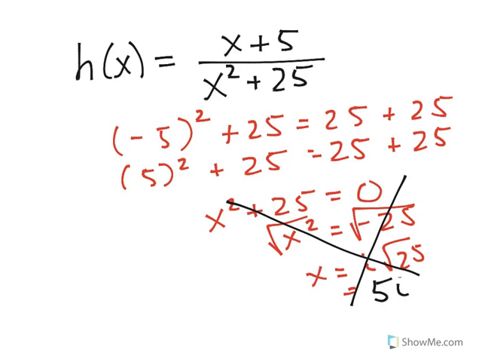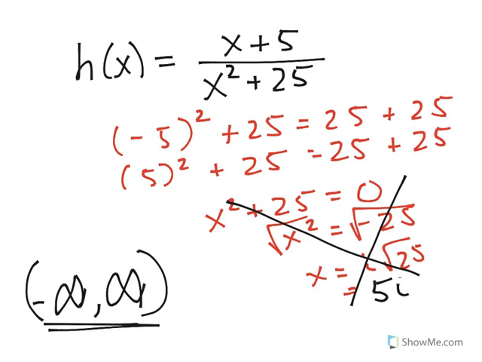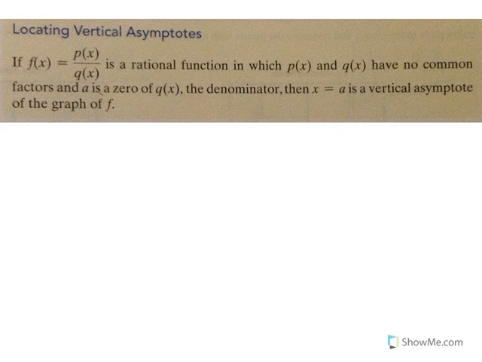So the answer to this problem is no real numbers cause the denominator equal to 0, so the domain consists of all real numbers. And the way we write that is negative infinity to positive infinity as our final answer. The domain consists of all real numbers. Okay, so that's the last problem I'm working when it comes to finding the domain.